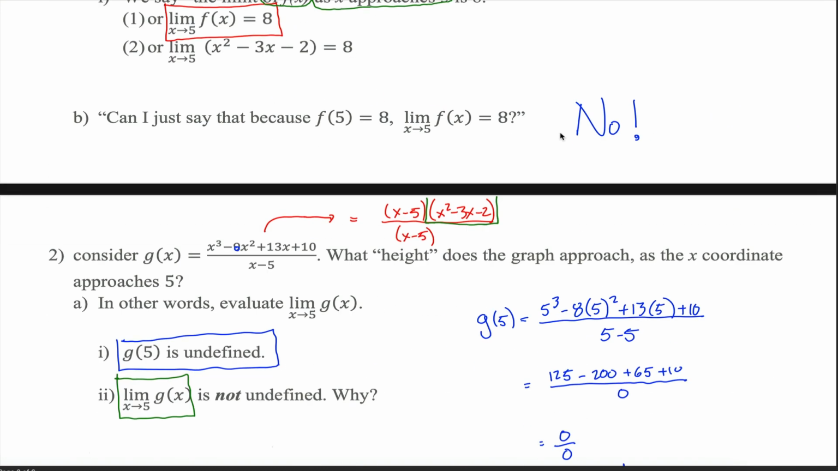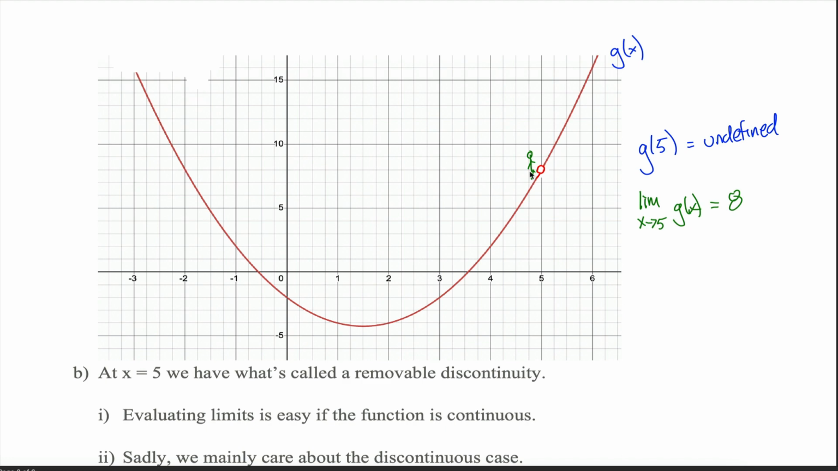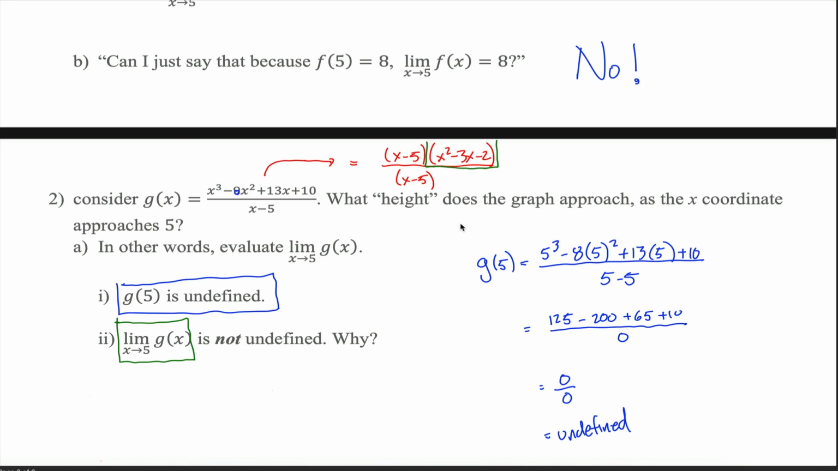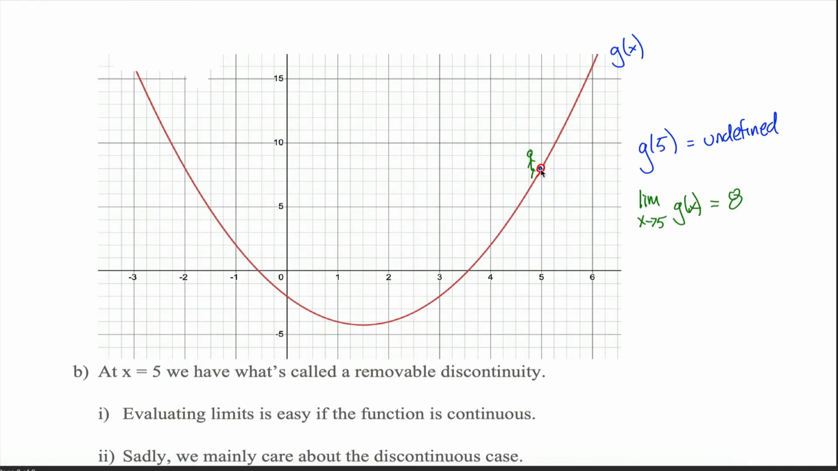This graph f of x and this graph of g of x are identical. The only difference is this one has this open circle at 5. Essentially, when I go from this expression to this expression by canceling out these x minus 5's, what I'm doing is filling in this open circle right here. I'm not changing any other points on the graph. I'm just getting rid of that removable discontinuity.